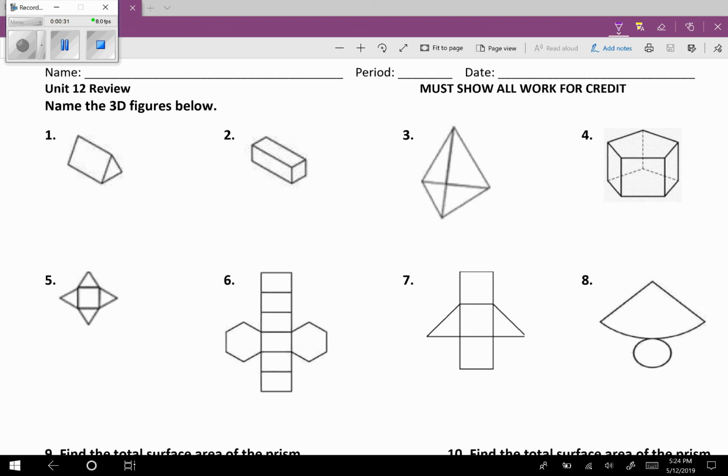So the first one here, this is going to be a triangular prism. Now, how do I know it's a triangular prism? Well, first start off with the fact that it's a prism. Okay, I know it's a prism because it's got these two triangles on the ends, so there's only two of that one shape, and then the rest of the sides, they're all rectangles.